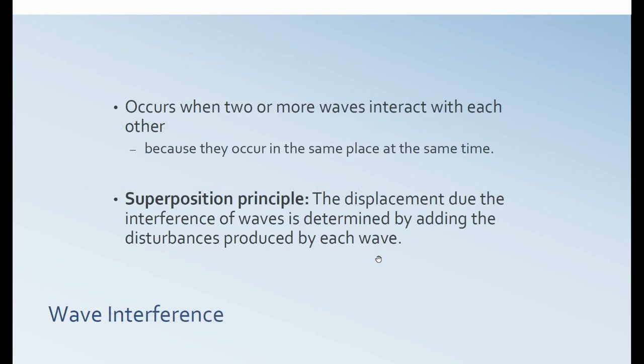When two or more waves interact with each other, we can call this wave interference. And wave interference happens because the waves are in the same place at the same time. We call this the superposition principle. And this says that the displacement due to the interference of the waves can be determined by adding the disturbances produced by each wave.